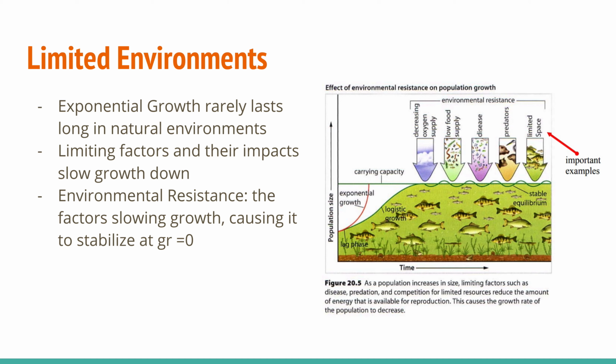Eventually, the environmental resistances will slow down the growth rate until it hits zero, or you can see a stable equilibrium like we have here, where you can just see that the population of the logistically growing fish is just hovering above and below carrying capacity. So when it overshoots, it doesn't overshoot by much. So when it corrects itself and there's a die-off in the population, it's not a big die-off either.